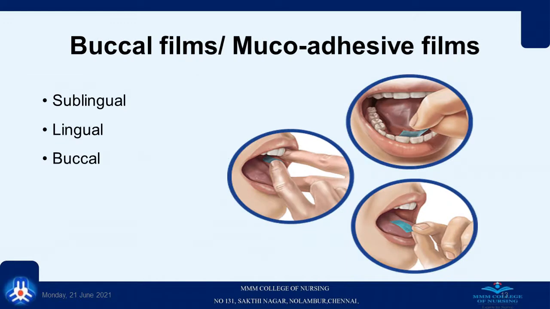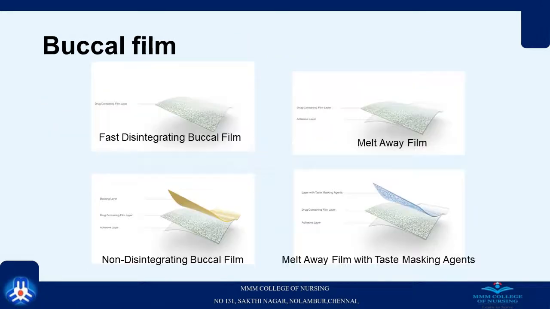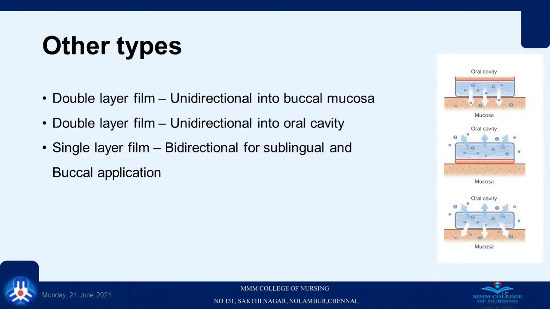The buccal adhesive films can be used in three different locations. They are sublingual, lingual and buccal. Different types of buccal films are available. They are fast disintegrating buccal film, non-disintegrating buccal film, melt away film with taste masking agent. The other types are double layer film and single layer film.